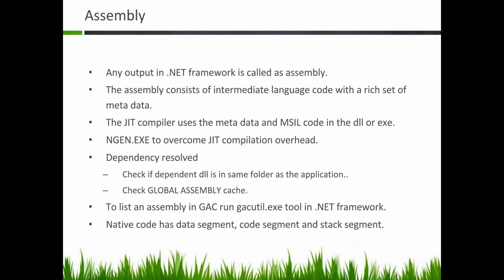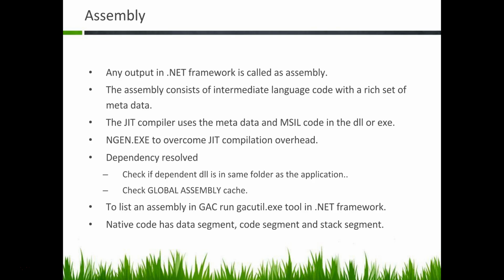Okay, what is assembly? An assembly, any compiled output in the .NET world, is called an assembly. The assembly consists of the following things. It consists of MSIL code and the metadata about that MSIL code. Okay, and then the JIT compiler uses the metadata and the MSIL code in the DLL or the EXE. So for the JIT compiler to compile the MSIL into native code, it needs some more information. Okay, and that's what the metadata provides.